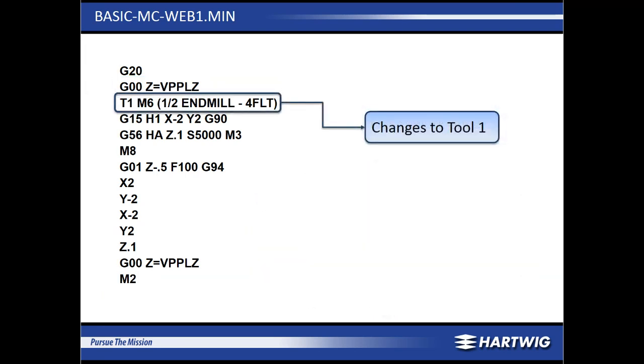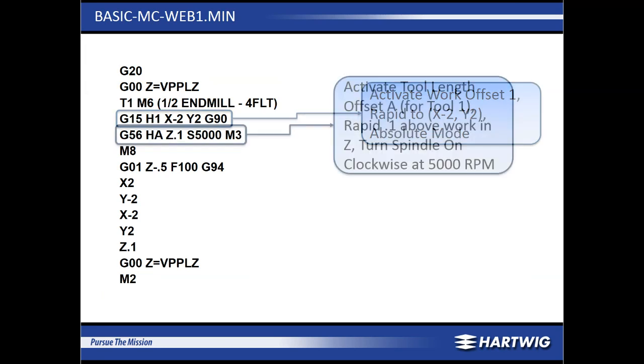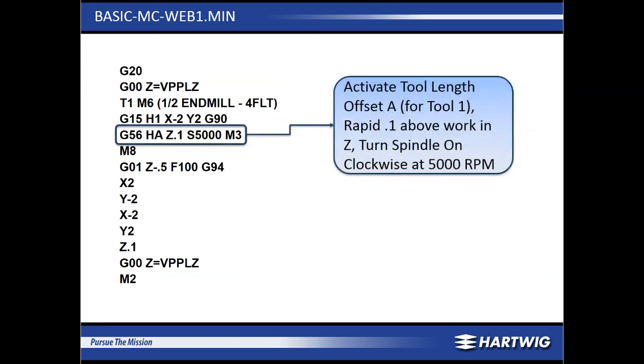I'm going to change to tool 1 in this program, which will be my first tool. It's a simple 1/2 inch 4-flute end mill. I'm going to activate my work offset 1, and I'm going to move to an X of -2, a Y of 2, and I'm going to use absolute positioning to do that while I make that move. I'm going to call my G56 HA for my tool length offset. This will call the tool length offset for tool 1 because that'll be in the spindle.